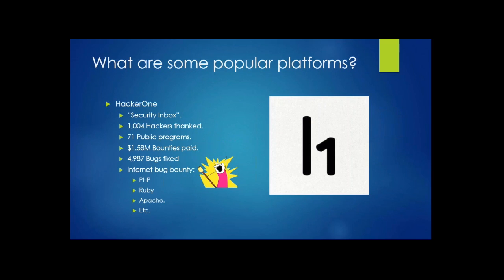The fourth one is HackerOne. They are known to be a security inbox. They don't get involved in the programs at all. They have over 1,000 hackers thanked, 70 public programs, and over 1.5 million in bounties paid. They have close to 5,000 bugs fixed. They also have an Internet Bug Bounty where researchers can submit bugs in PHP, Ruby, Apache, and so on.